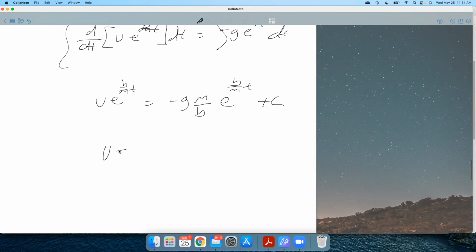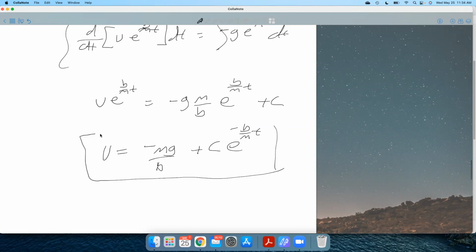And we'll get v equals negative mg, which of course is our weight, over b, plus some constant times e to the negative b over m t. There's our solution.